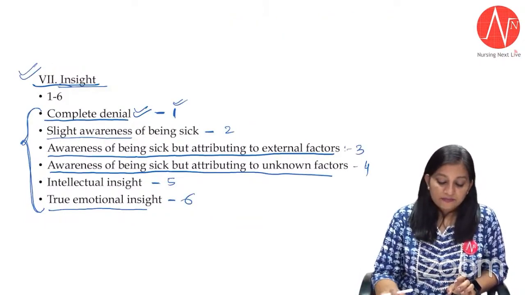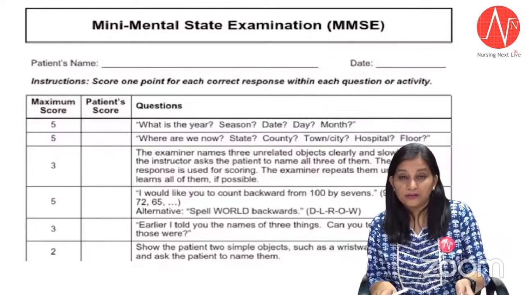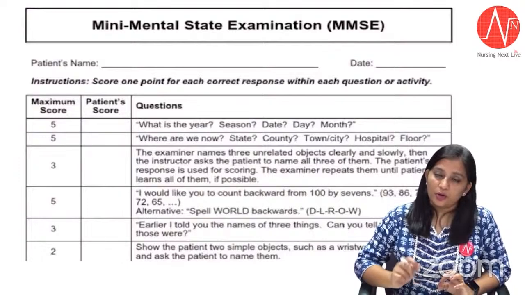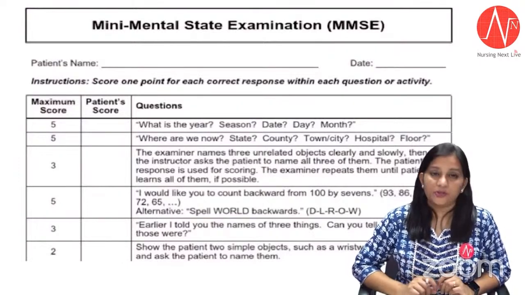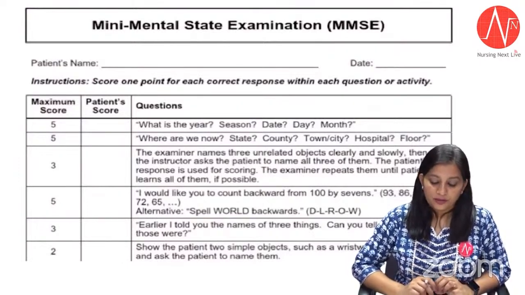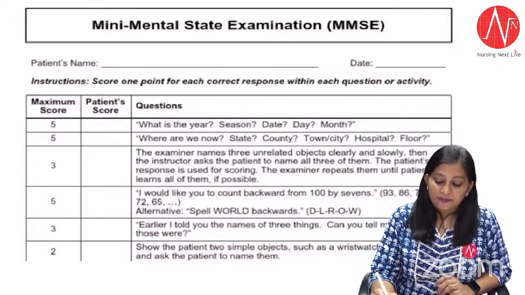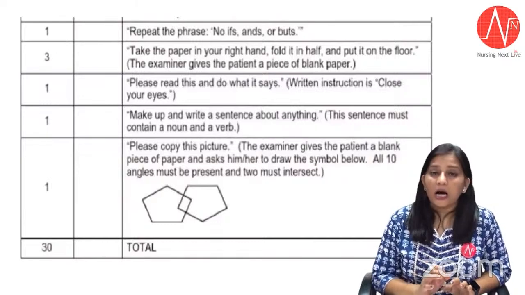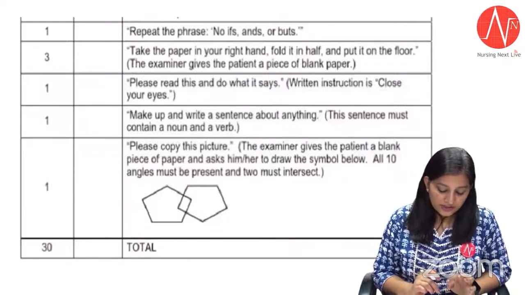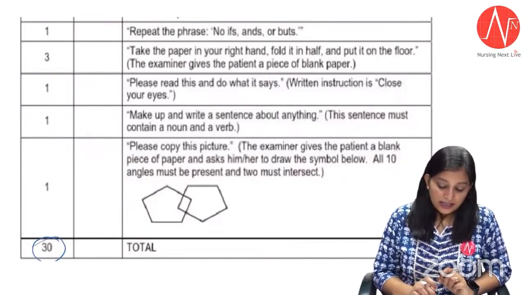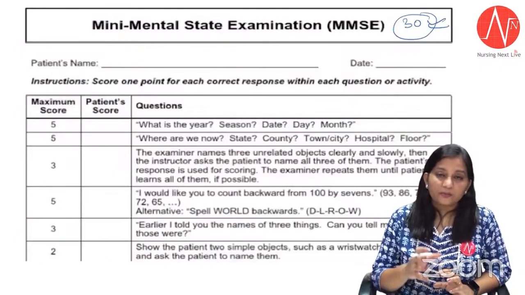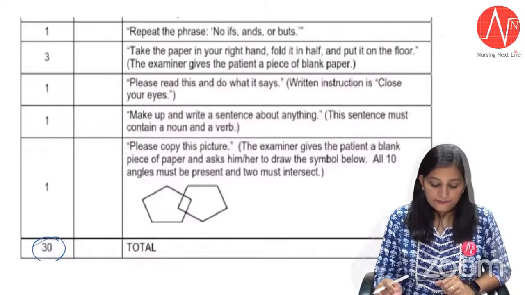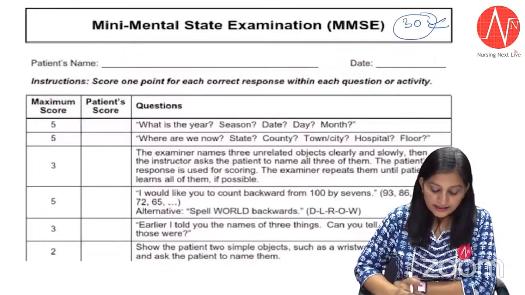Now next comes the mini mental status examination. It is done particularly to rule out cognitive disorders, and it has a maximum score of 30. There are certain questions which we ask the patient, and on the basis of this we give them a score out of 30, and then we say whether the patient is having mild, moderate or severe cognitive decline. So the questions are like this.